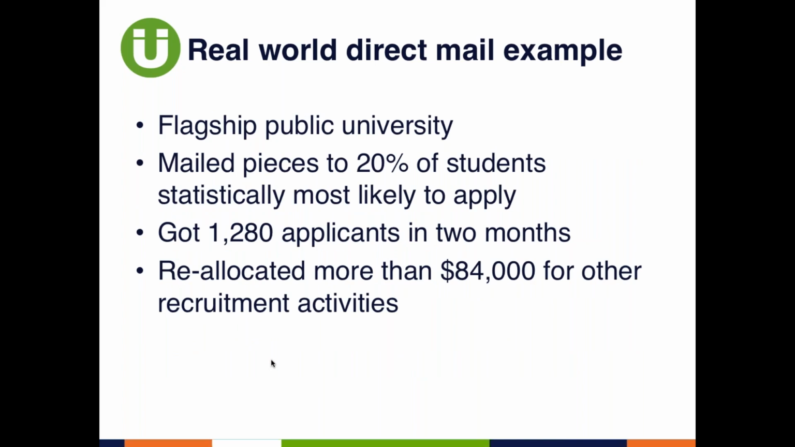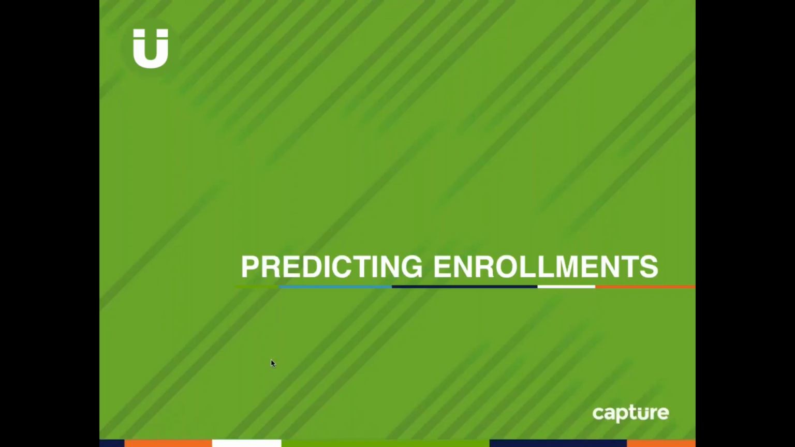Here's another real-world example from a larger school, a flagship public university. They used a predictive model to mail to the top 20% and got almost 1,300 applicants from that direct mail campaign in 2 months. And then they were also able to reallocate more than $84,000 for other recruitment activities. So we're talking about real return on investment at this point. That is awesome. $84,000, you can do some damage with that. You sure can. All right.